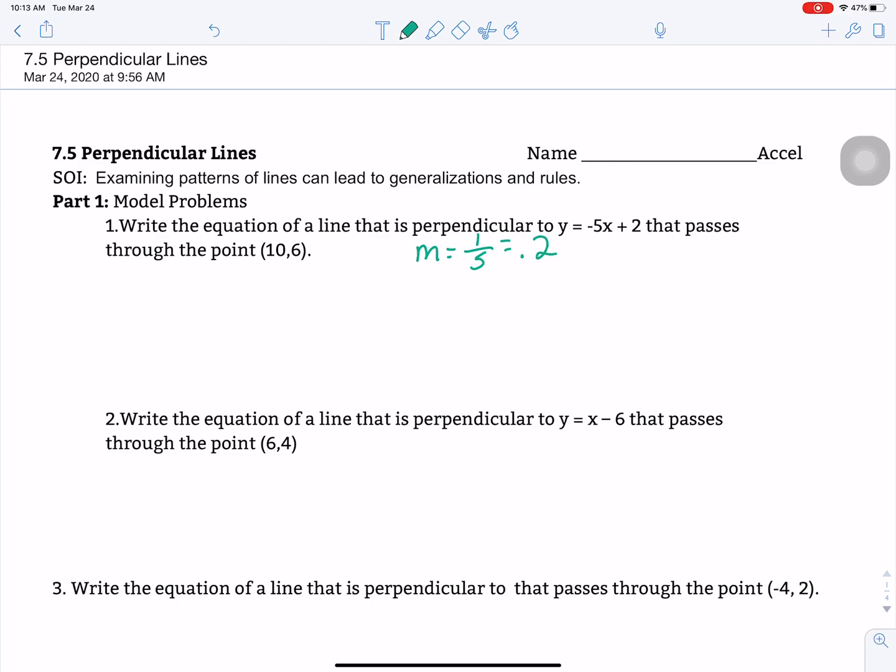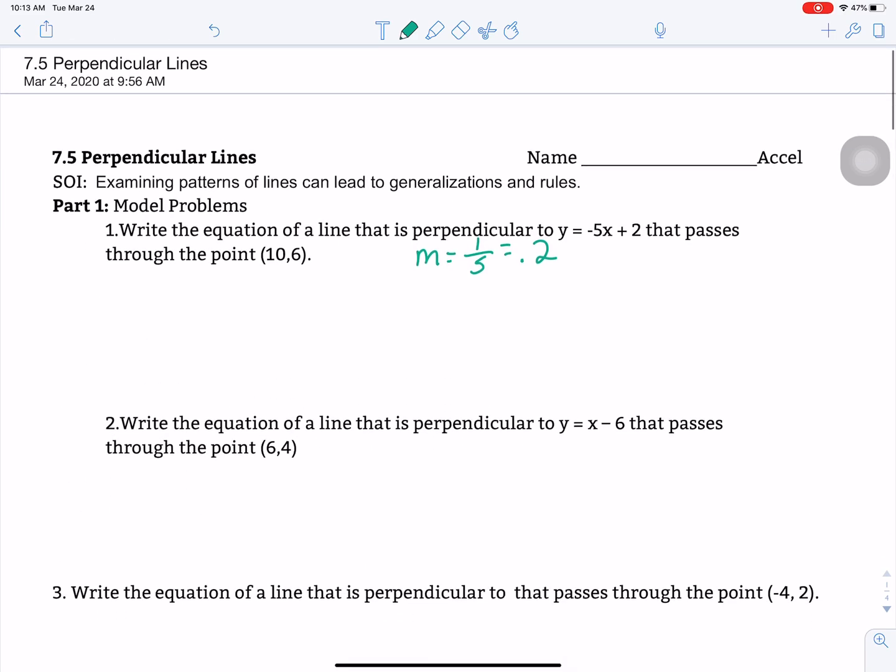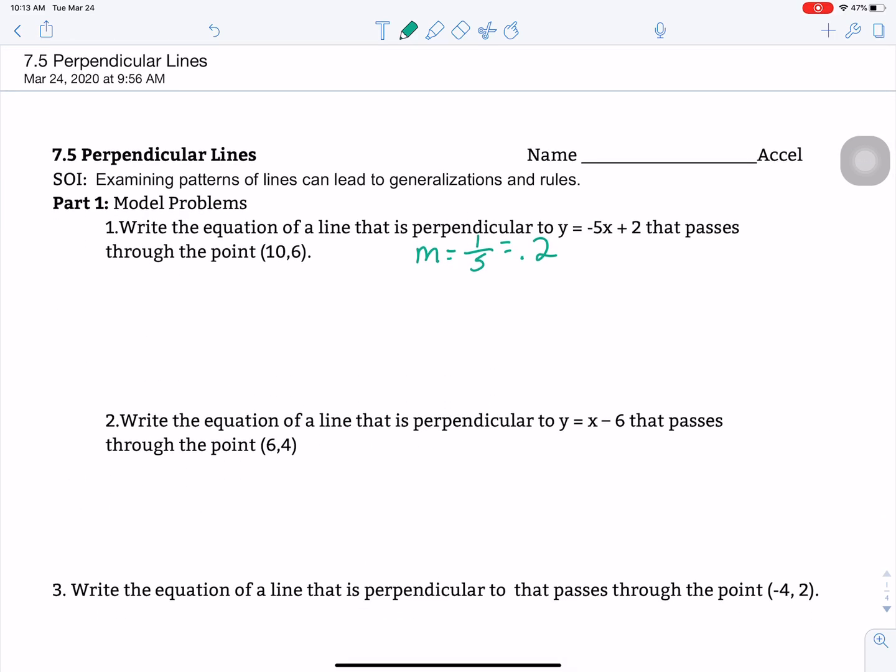And then I'm telling you the point that it passes through. So in this case, when I'm writing my equation, again, I can use point slope form, which is y minus y1 equals m times x minus x1. So I'm going to try that on this one. y minus 6 equals 0.2 times x minus 10. And then I'm just going to solve, and I'll have my new equation, because I want my equations written in slope-intercept form. Those are the ones that are a lot easier to graph.